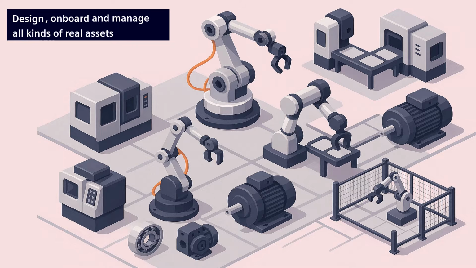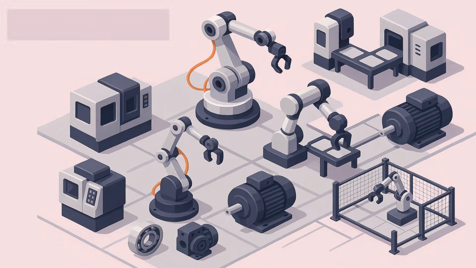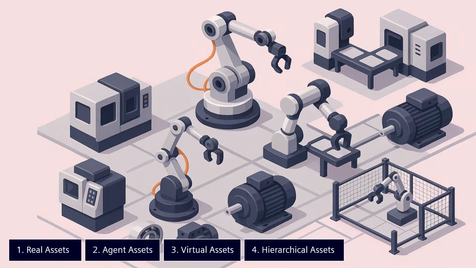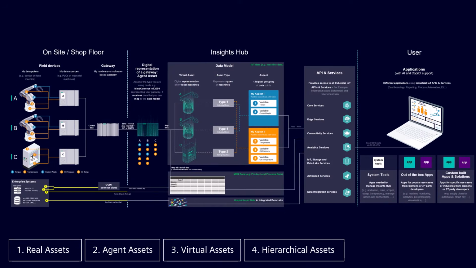But what exactly is an asset in context to Insights Hub? Insights Hub utilizes different asset terminologies based on what each asset represents. There are real assets, agent assets, virtual assets, and hierarchical assets. In the end-to-end data flow overview, various kinds of assets are present across different stages.